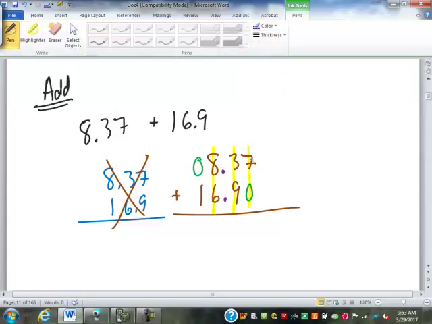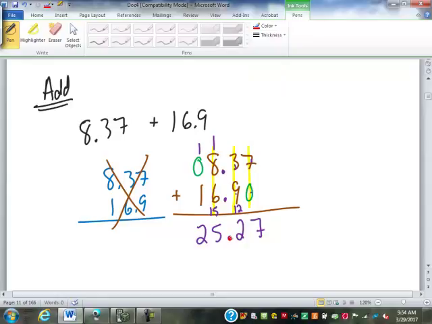So let's go ahead and do it now. 7 plus 0 is 7. 3 plus 9 is 12. So we keep the 2 and we carry the 1. The decimal point does not affect our carrying at all. But before we add this next column, what should we do? Bring the decimal point straight down. The decimal point, when we add, gets transferred straight down. 1 plus 8 is 9, plus 6, 15. So we keep the 5 and carry the 1. 1 plus 1 is 2.